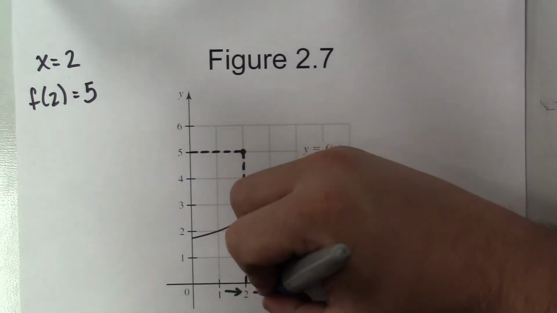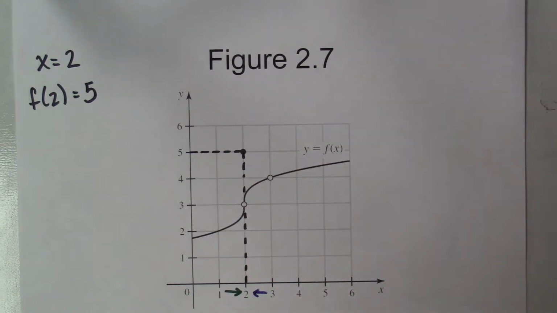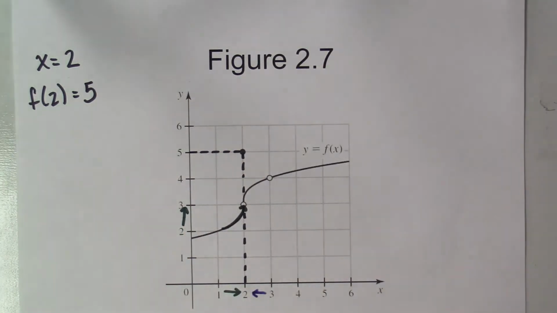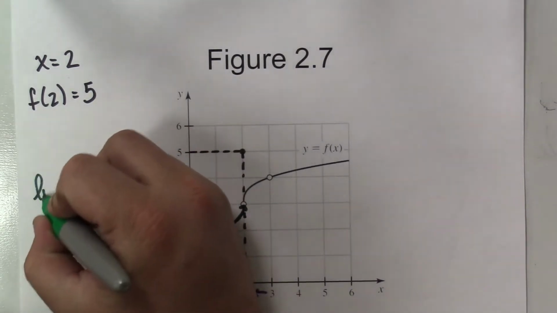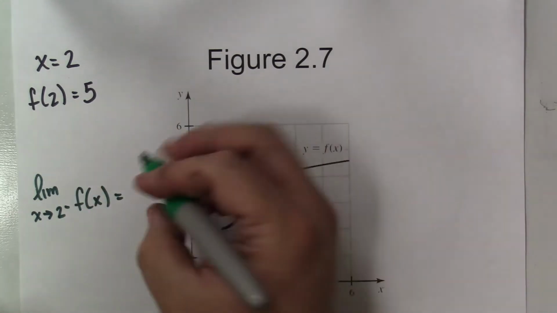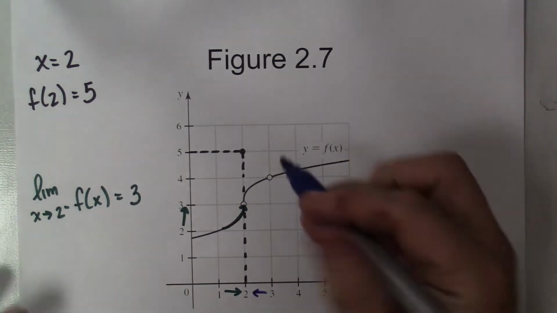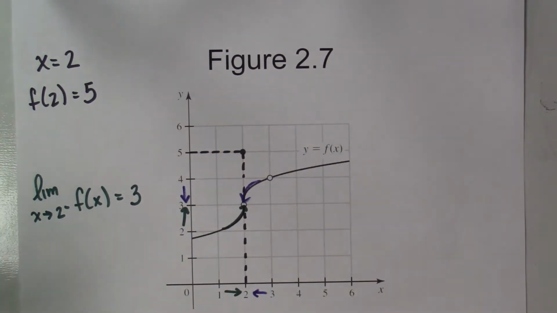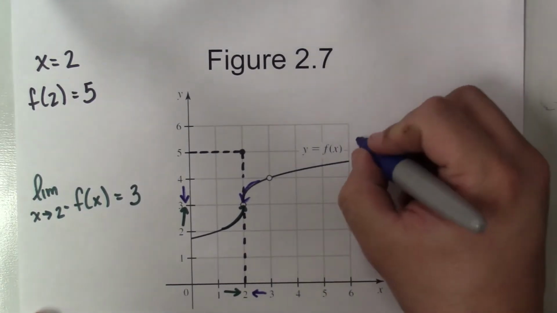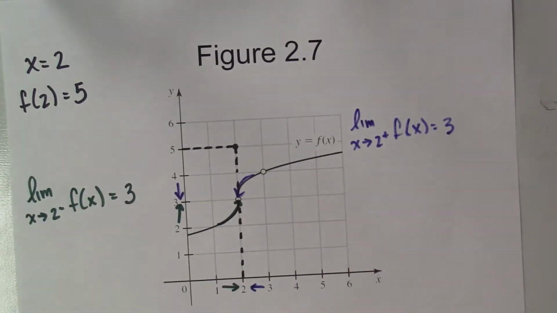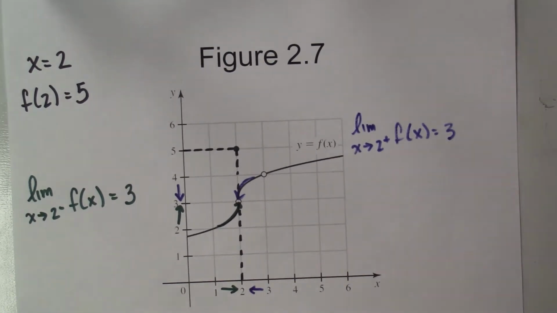Now we talked about coming from the left, and then again, what's the function doing as we come to 2 from the right? Just as before, as we come from the left, the y values are increasing. They seem to be getting very close to 3. So we can say that the limit as x goes to 2 from the left is 3. And as we come from the right, we're decreasing, and similarly as before, we can say that the limit as x goes to 2 from the right is also 3.